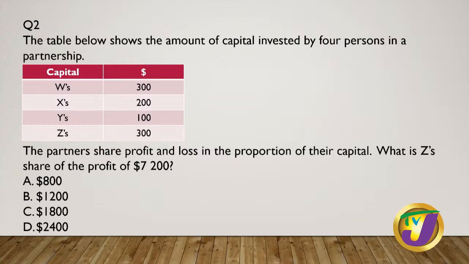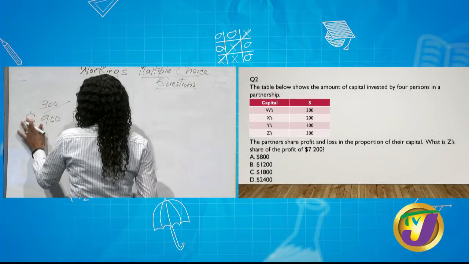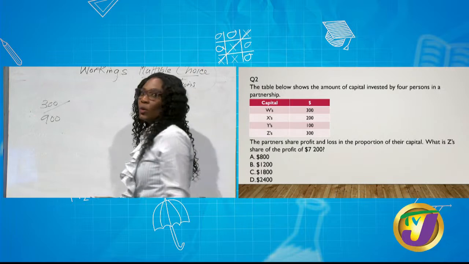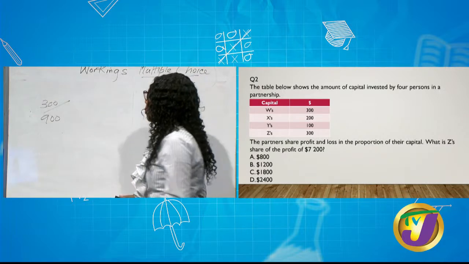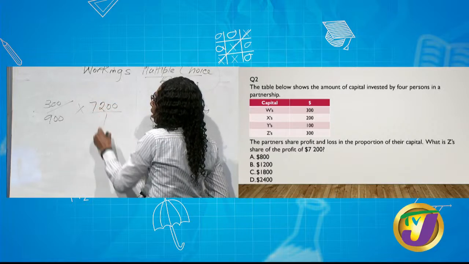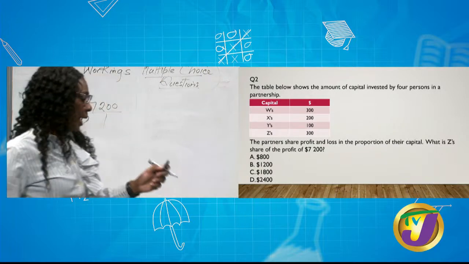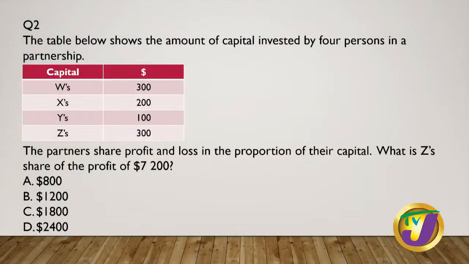Now they want whose share? Z's share. How much of the 900 did Z invest? 300. So 300 over 900. And you work that down, it would be 1/3. So Z would basically get 1/3 of the $7,200. So you work that out. And let me see. My calculator gave me my answer.